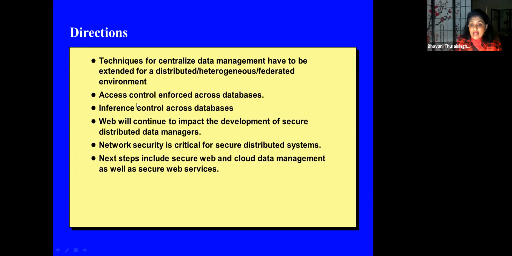And then I talked about access control enforced across databases. I also talked about inference control across databases. And I also mentioned heterogeneous and federated databases. And then the web will continue to have an impact on the development of secure distributed data management, because everything has moved to the web now. And of course, network security is critical. You can't say network security is somebody else's problem. Make sure that the network is secure, because if your network is not secure, forget about having a secure distributed database system.